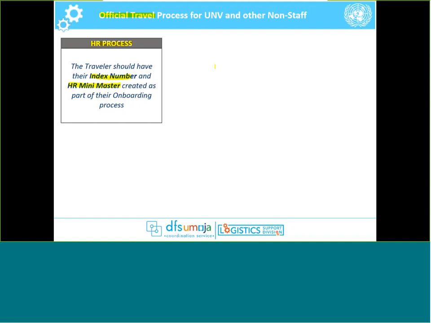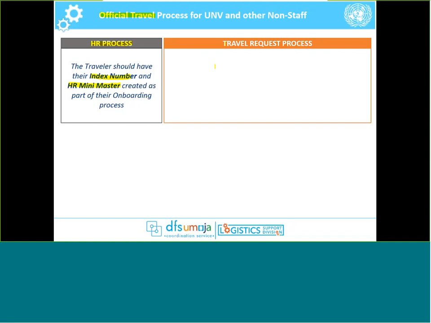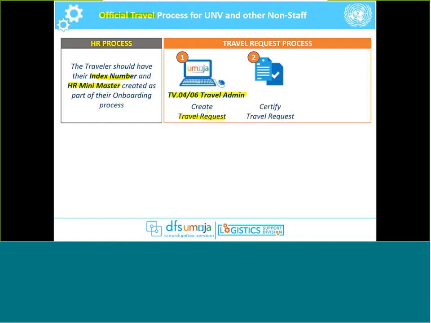All right, and then the process to create and approve a travel request is as for any other traveler category, right? So for official business, the travel request for UNVs and non-staff will always be done by the travel administrator, because UNVs and non-staff will not have access to the portal, so it will always be the travel administrator raising the travel request on behalf. Then this travel request will go to the TSA, to the certifying officer, based on the cost assignment.